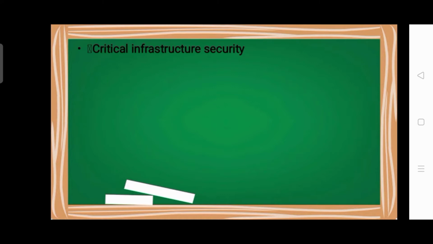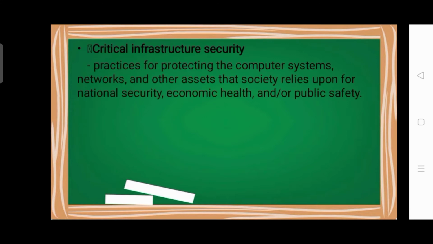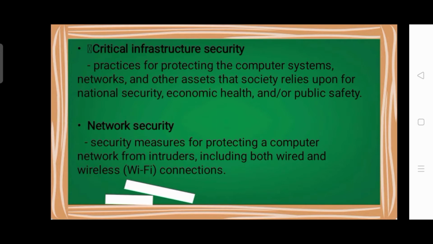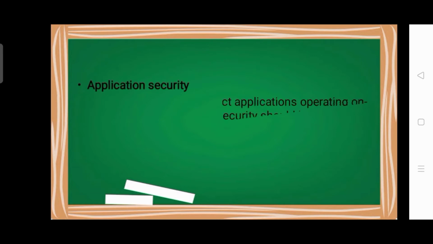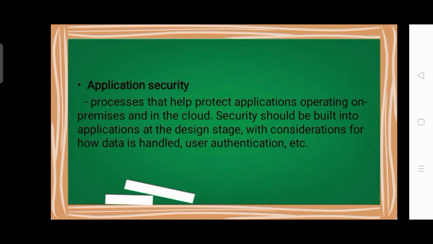Critical infrastructure security. Practices for protecting the computer systems, networks, and other assets that society relies upon for national security, economic health, and/or public safety. Network security. Security measures for protecting a computer network from intruders, including both wired and wireless Wi-Fi connections.